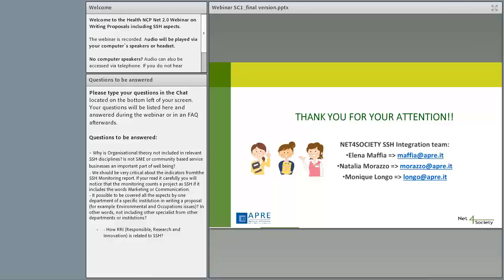Okay, thank you, Elena. Then there is one comment on the SSH monitoring report. They say we should be very critical about the indicators from the SSH monitoring report. If you read it carefully, you will notice that the monitoring counts a project as SSH if it includes the words marketing or communication. They also cite a link from Leroux. So maybe you'd like to comment on this, Elena?